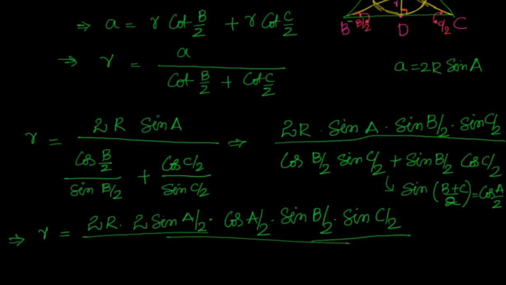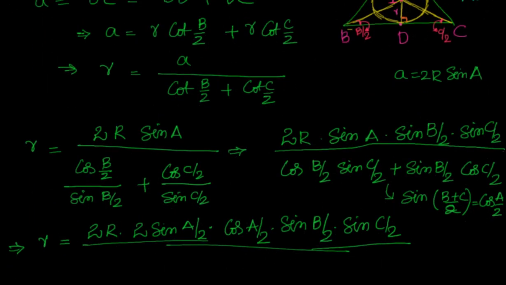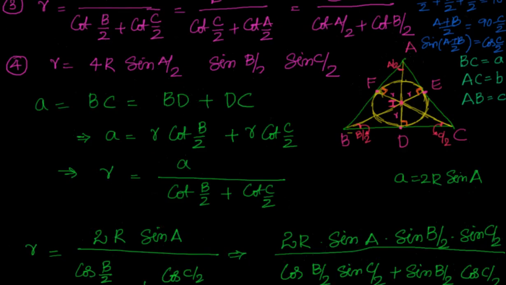Let's go back. A plus B plus C equal to, we'll write it somewhere here, A by 2 plus B by 2 plus C by 2 equal to 90. So A plus B by 2 equal to 90 minus C by 2. Therefore, sine of A plus B by 2 equal to sine of 90 minus C by 2, that is nothing but equal to cos of C by 2. So what I will have here, I will have sine of A plus B by 2.